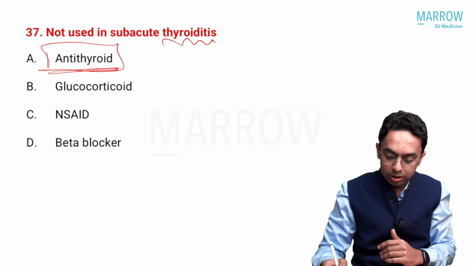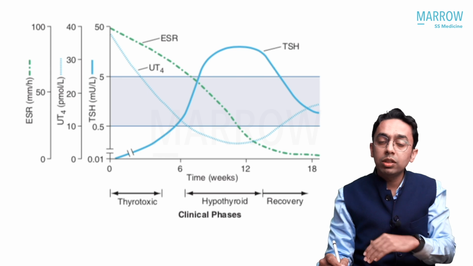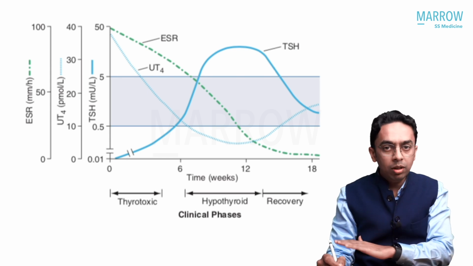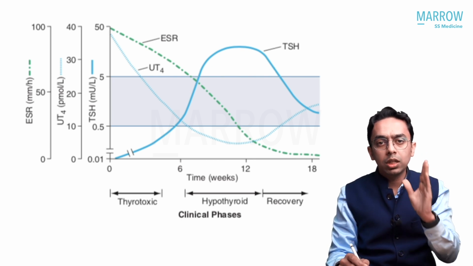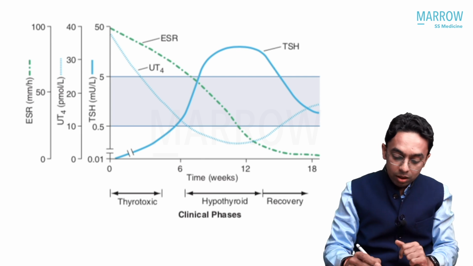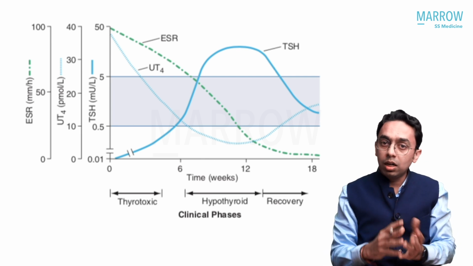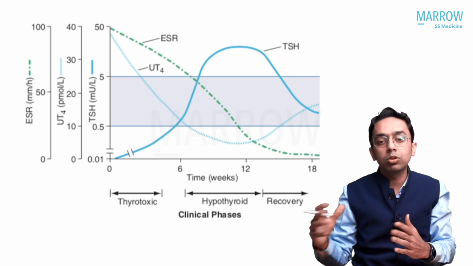See, there is a phase. The patient has a toxic phase, then a euthyroid phase, then a hypothyroid phase, which may go into recovery or may be permanent hypothyroidism. So usually we remember it like this: 4 weeks hyperthyroid, 4 weeks euthyroid, then 4 weeks hypothyroid, right?